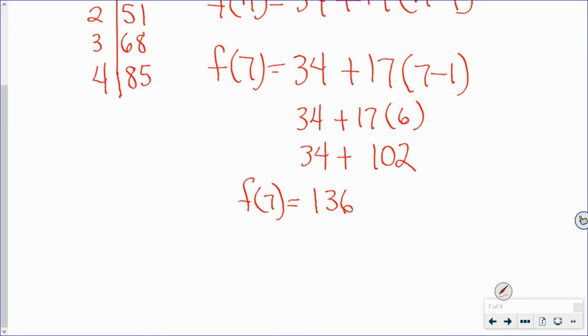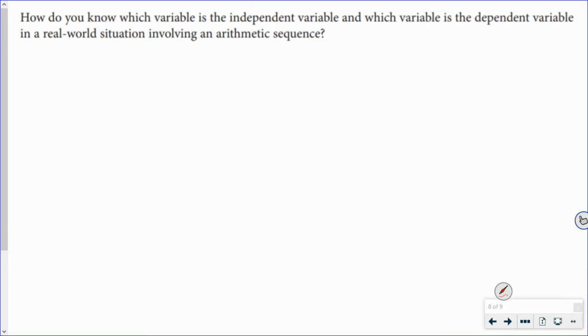Give me just a chance to finish writing that down. Let's look at this next question. How do you know which variable is an independent variable and which variable is a dependent variable in a real-life world situation involving an arithmetic sequence?